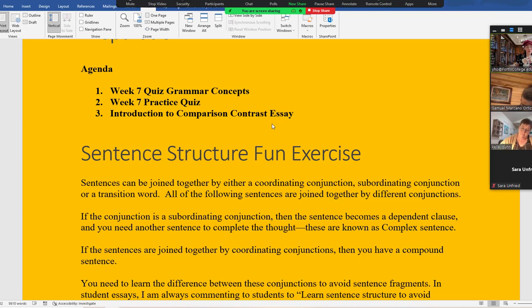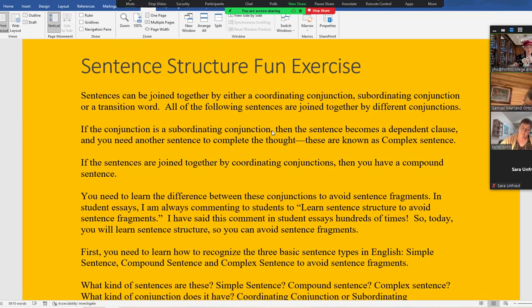So let's start with our sentence structure unit. Sentences can be joined together by either a coordinating conjunction, a subordinating conjunction, or a transition word. All of the following sentences are joined by different conjunctions. If the conjunction is a subordinating conjunction, then the sentence becomes a dependent clause and you need another sentence to complete the thought. These are known as complex sentences. If the sentences are joined by coordinating conjunctions, then you have a compound sentence. So you need to learn the difference between these conjunctions to avoid sentence fragments.